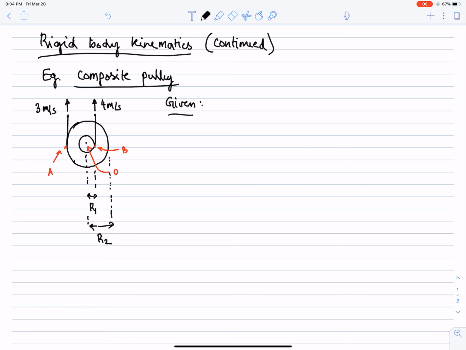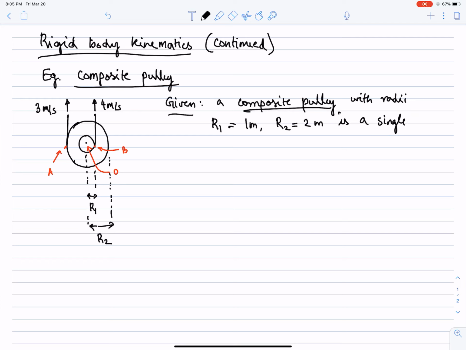So what's given? We are given a composite pulley with radii R1 equals 1 meter, R2 equals 2 meters, is a single rigid body.